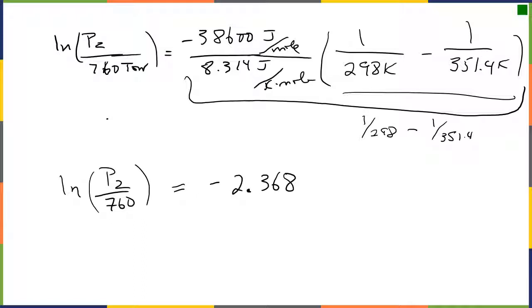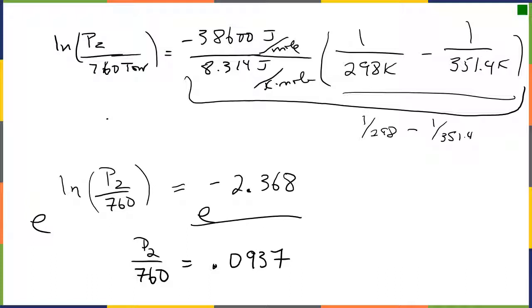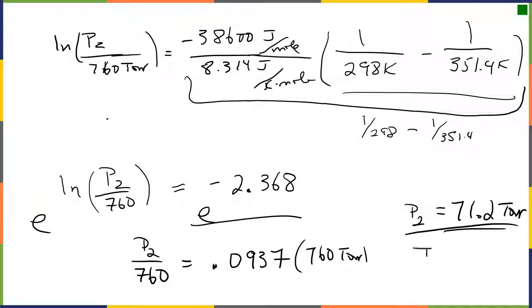I've got to get the P2 out of the natural log, which means I have to exponentiate both sides. When I exponentiate both sides, I'm going to get P2 over 760 is equal to e to the minus 2.368. Well, this is simply a value, and that is equal to 0.937. If I want to solve for P2, I'm going to multiply both sides by 760 torr. And when I do that, I'm going to get P2 is equal to 71.2 torr. I'm going to verify that number makes sense because my temperature went down, my vapor pressure or my boiling point is also going to go down.